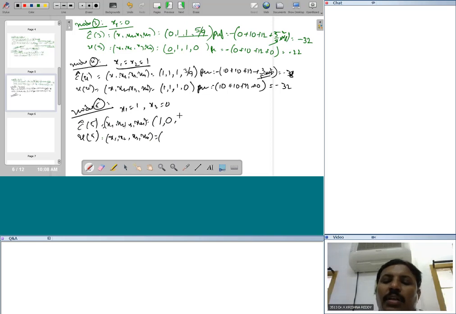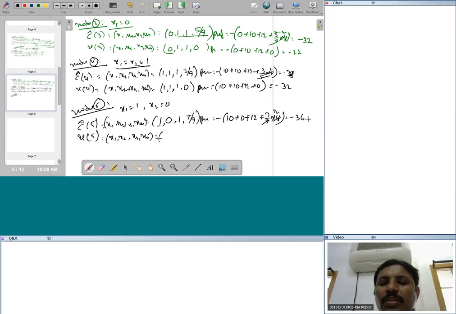Remaining 13 are there. So third object 6, 8. Remaining objects are 7 by 9. With the profit value of minus of 10 plus 0 plus 12 plus 7 by 9 into 18, 14. 22 plus 14, minus 36.